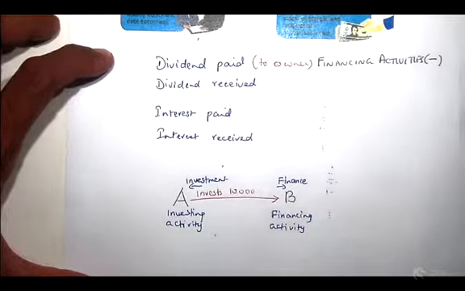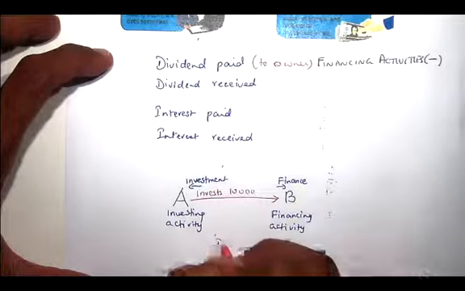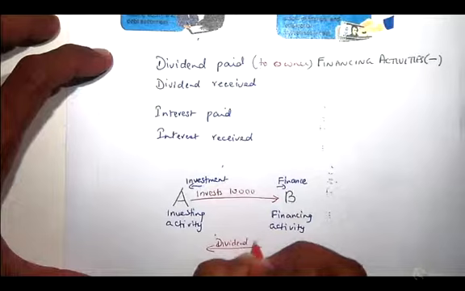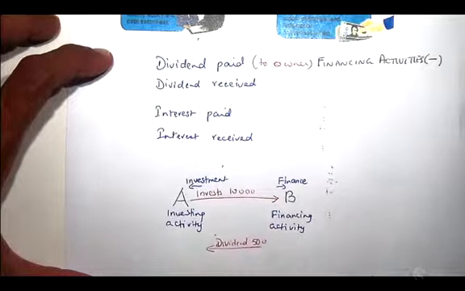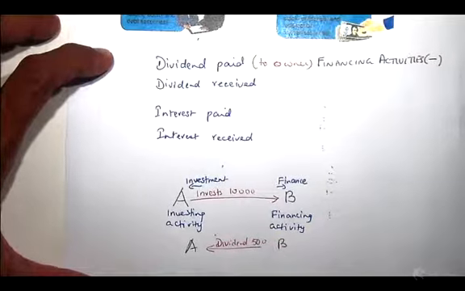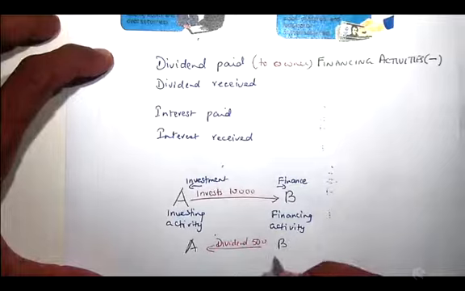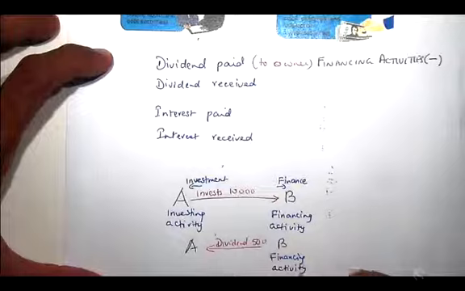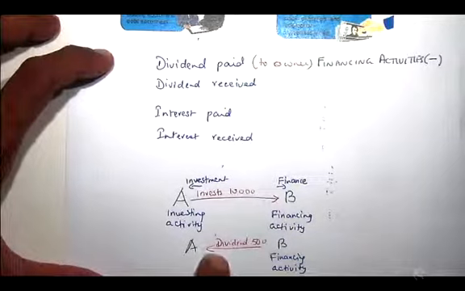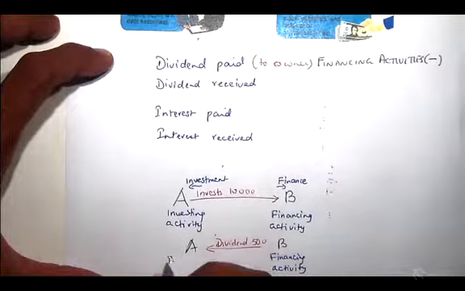Now, after 1 year, company B is paying an amount of dividend of $500 to company A. So for company B, it is dividend paid to the financer, and therefore dividend paid is a financing activity for company B. But for company A, the dividend is received from its investments, and therefore we categorize that under investing activity.